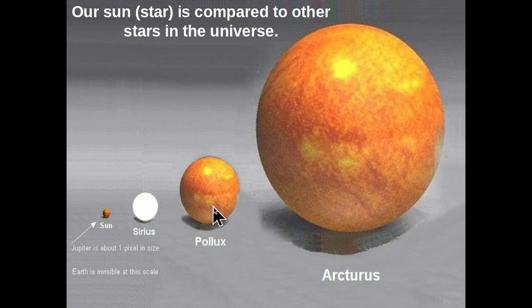Then you've got Pollux, which is a red giant. But look at Arcturus. Arcturus is considered a huge red giant type star. And typically red giants would be classified as middle-aged stars in terms of the evolution and age of stars. You can see that it pretty much dwarfs the size of our sun. So you can see that we're getting smaller and smaller. In fact, if you look at the bottom of the screen, you find that Earth is basically invisible at this scale.